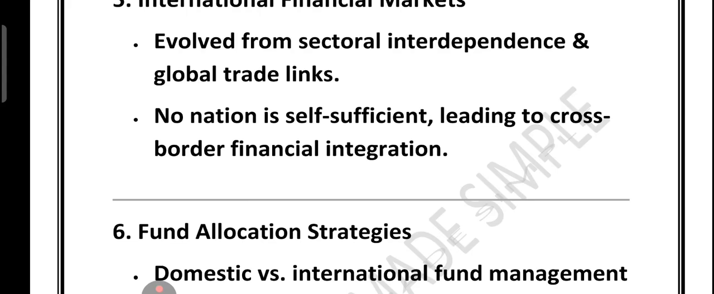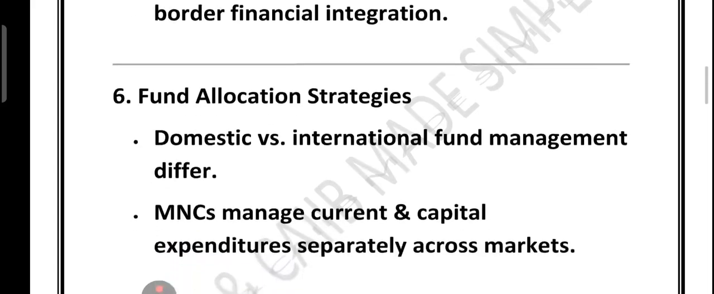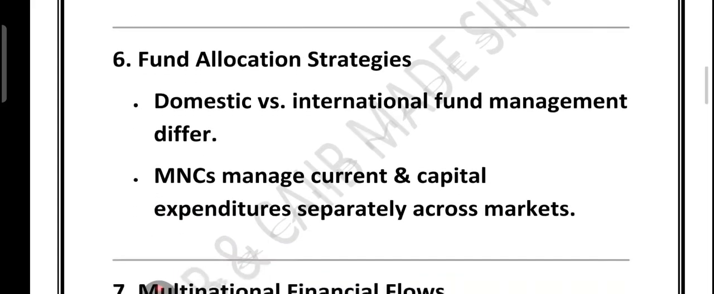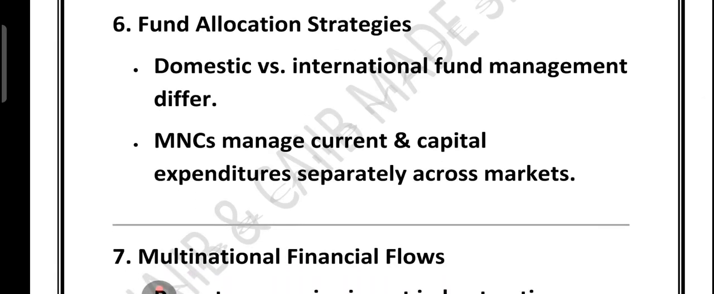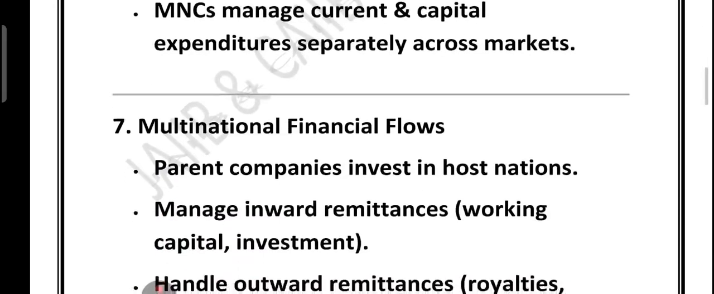No nation is fully self-reliant. The result is that cross-border capital flow is there and international treasury operation is there. How do we do the fund allocation? Fund deployment varies for domestic operation and international operation. Domestic operations focus on working capital and short-term needs, and international operations include long-term investment and forex exposure measures, and a multinational company maintains separate plans for current and capital expenditure.